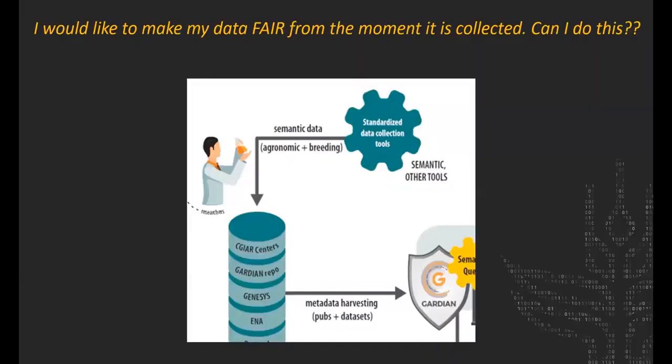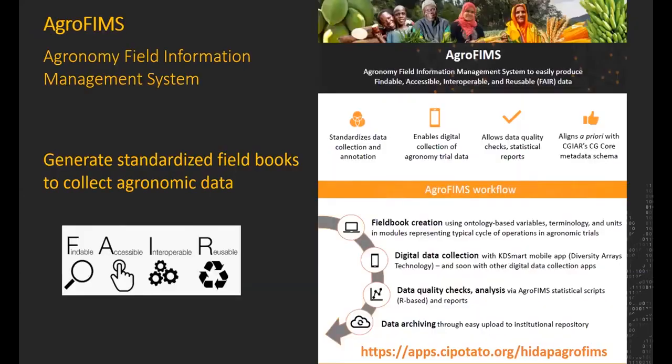So here's another kind of question. It's great that I can make my legacy data FAIR, my historical data FAIR, or new data that I'm collecting, I can dive in and after collecting, make it FAIR. But I would actually like to make my data FAIR from the moment it's collected. How do I do this? For this, we focused on the agronomy domain, but CGIAR has ongoing work and already has breeding-focused field books that allow you to collect crop breeding data that's already FAIR because they're based on ontologies. This is an agronomy field book called the Agronomy Field Information Management System.